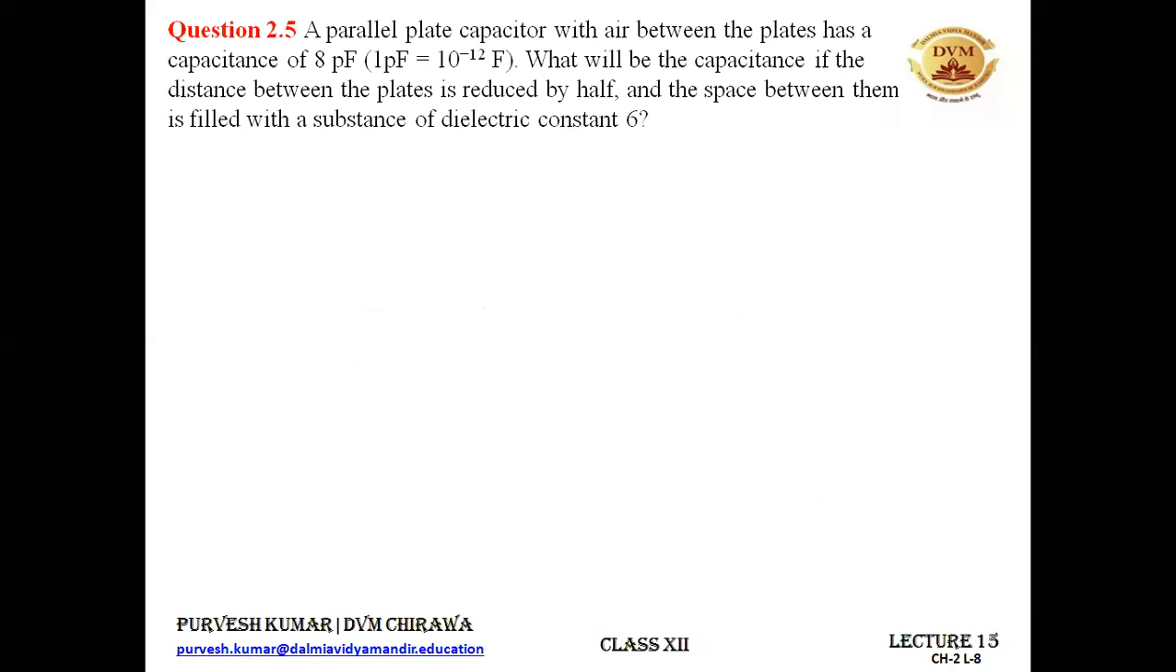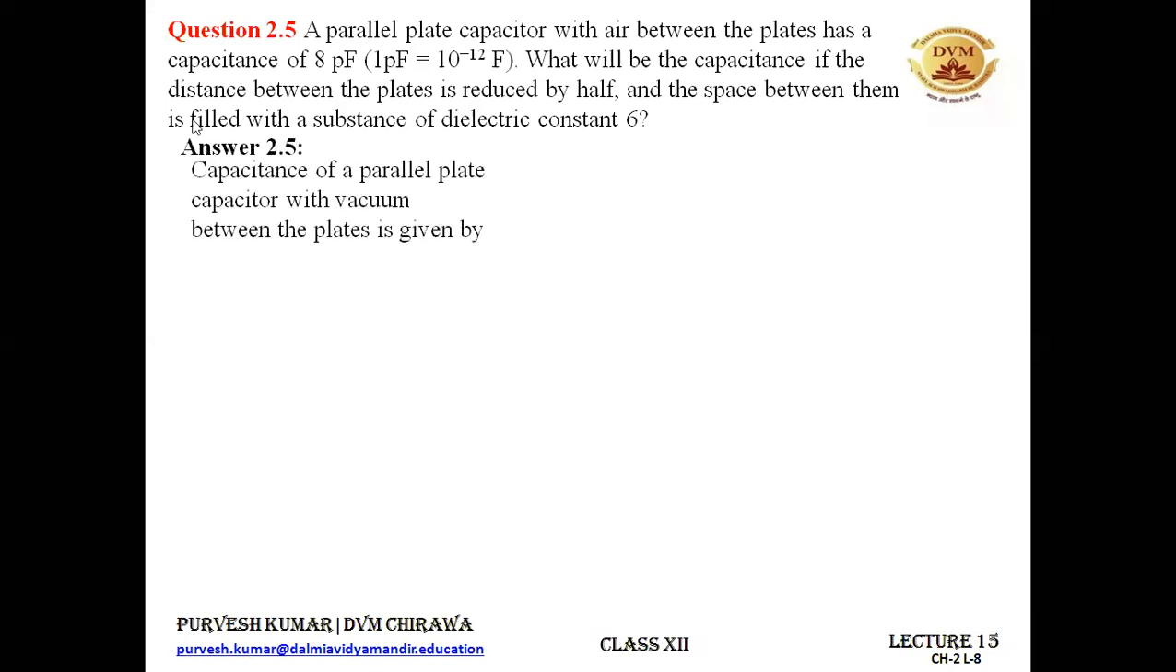So we all know this, that when we insert a dielectric slab between the plates of a parallel plate capacitor, its capacitance will increase. And if we completely fill the space between the plates by the dielectric slab, the capacitance will be multiplied by the dielectric constant of the slab. So we can solve it like this. The capacitance of a parallel plate capacitor with the vacuum between the plates, that is C naught, is given by epsilon naught A by D, and the value is given as 8 picofarad.